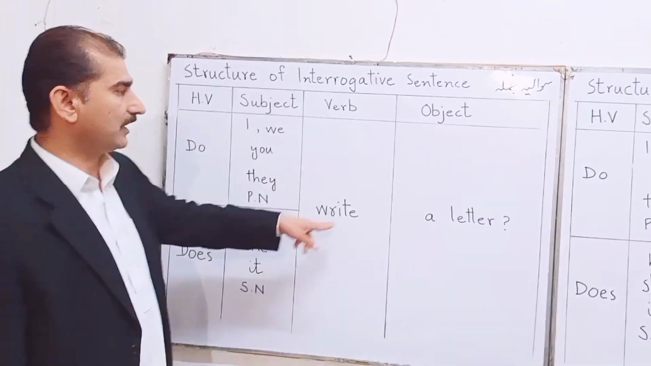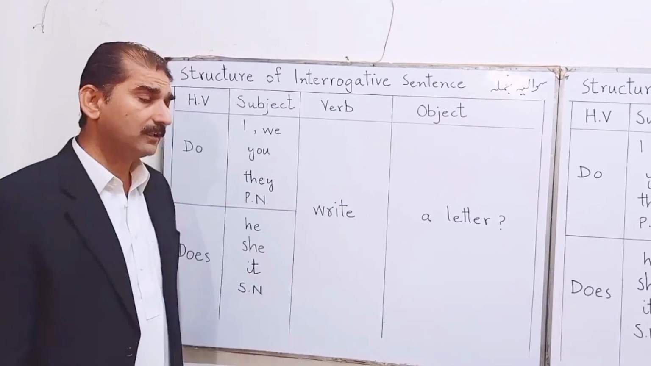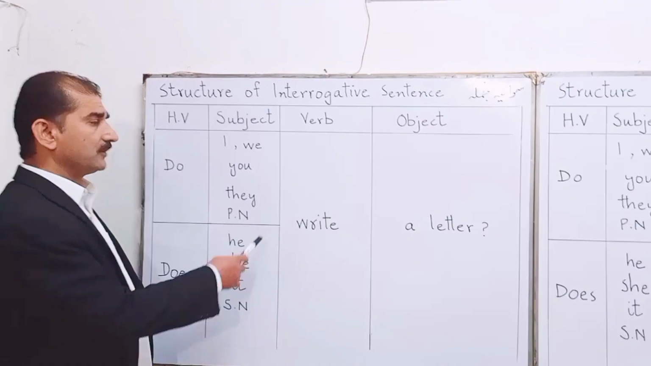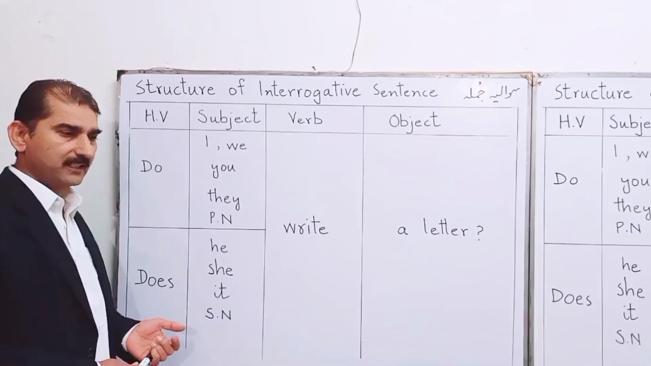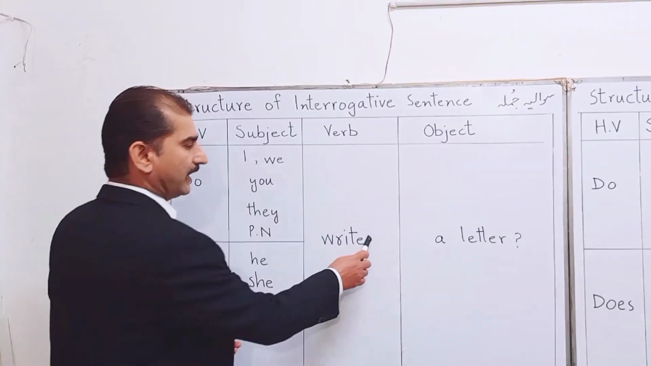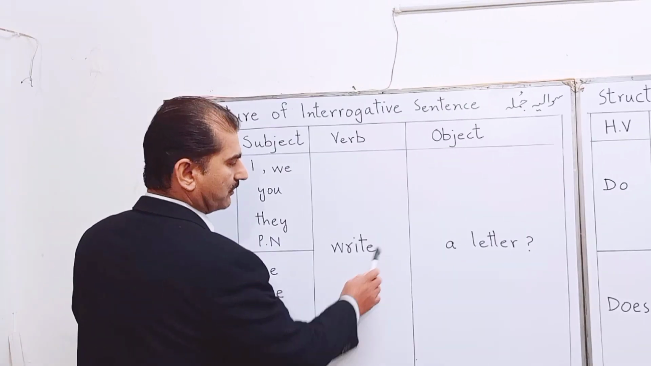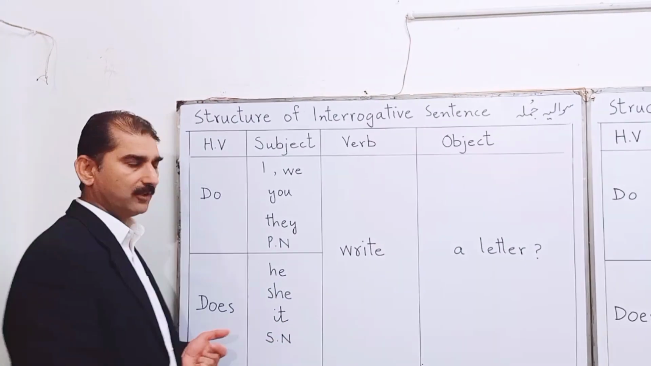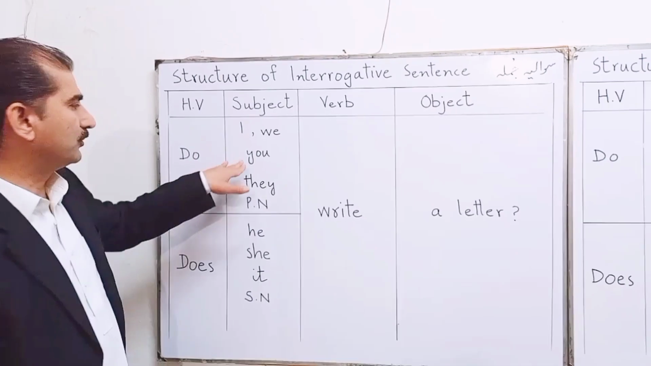Now look at the structure. Do I write a letter? Remember that in any interrogative sentence in present indefinite tense, we will never add any s or es to the main verb or present form of verb. Similarly, do you write a letter?